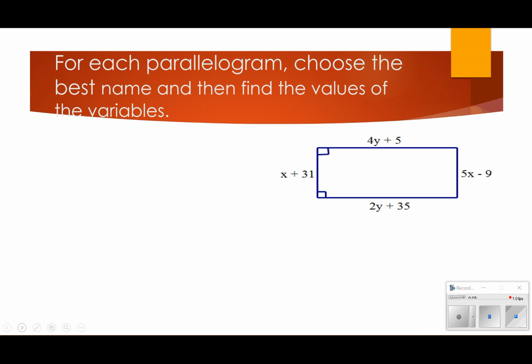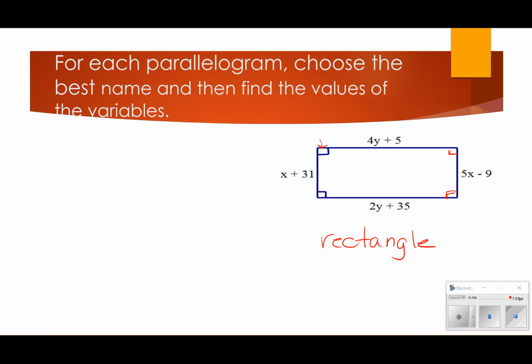So here I have a parallelogram, and I want to choose the best name and then find the variables. Right now I'm looking at this, and it looks like it is a rectangle. Okay, and it's a parallelogram, which is going to lead me to this angle right here, and this angle are congruent because those sides are parallel, and consecutive interior angles are congruent. So this would also be congruent. So all four of those angles are 90 degrees. So it absolutely fits the definition of a rectangle, but we still need to see if it is a square.